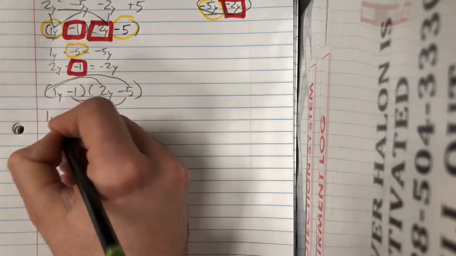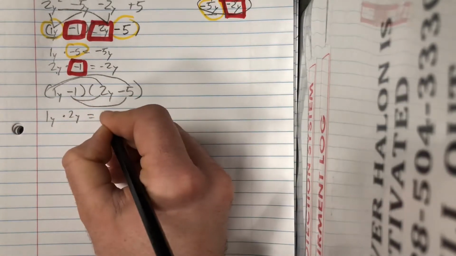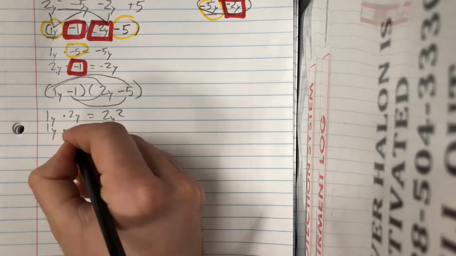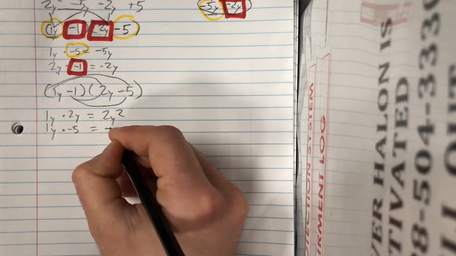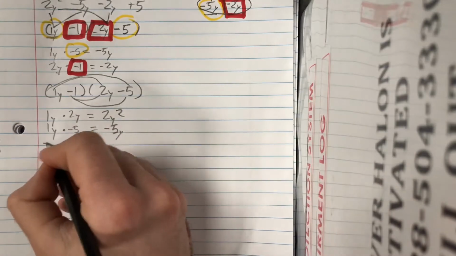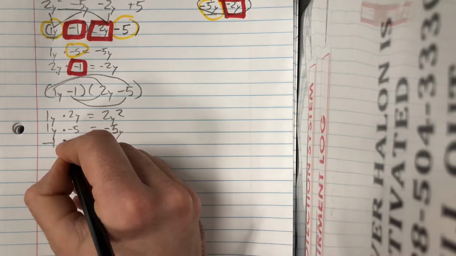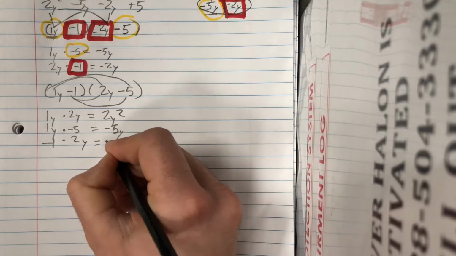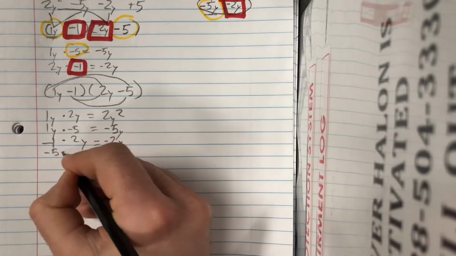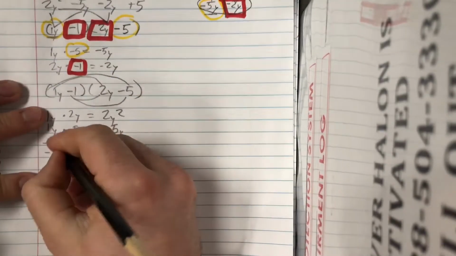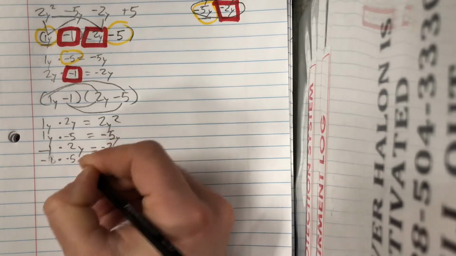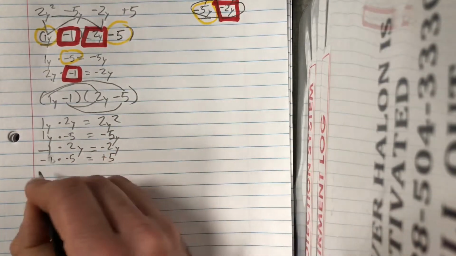So 1y times 2y equals 2y squared. Now you're going to go 1y times negative 5 equals negative 5y. Then you're going to go negative 1 times 2y, and that's going to give you negative 2y. And now you're going to go negative 1 times negative 5, and that's going to give you a positive 5, because negative times a negative is a positive.